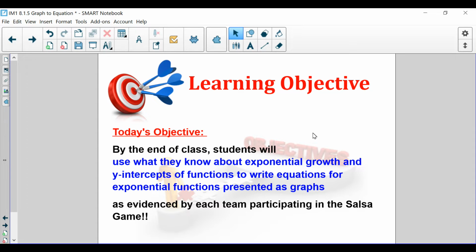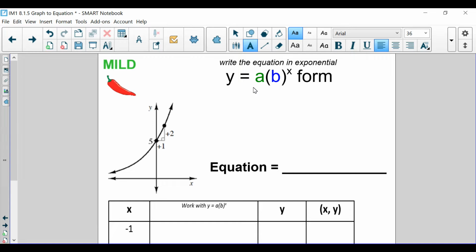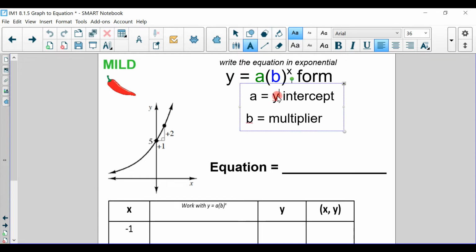We're doing 8.1.5 today, and today's main focus is to learn how an exponential graph turns into an exponential equation. And we will be using a table to help us figure that out. Now let's review what we talked about last time. We've got the form y is equal to a times b to the x power. Keep in mind that the a value is equal to the y-intercept, and the b value is equal to the multiplier. So let's use that information to figure out what we have in this graph.